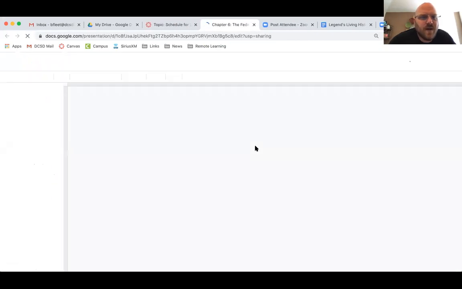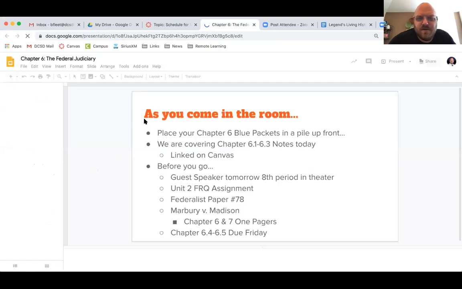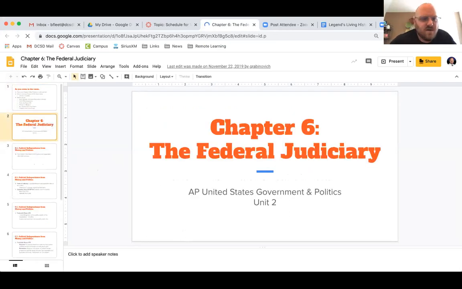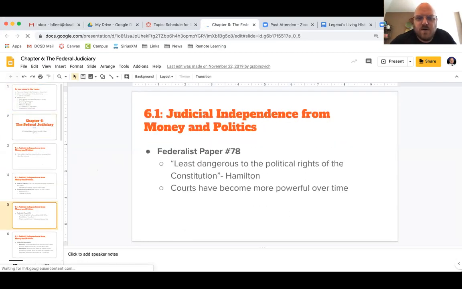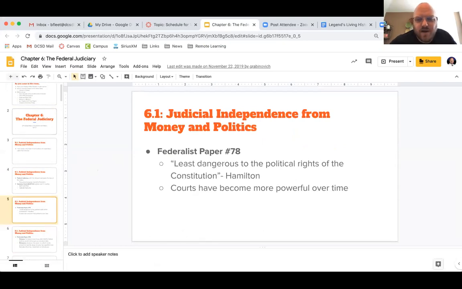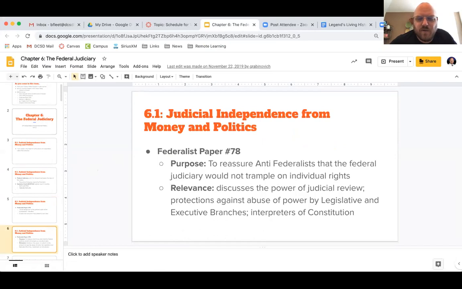These are the notes that we had in class. I just copied and pasted the link, very obviously. It goes through Fed 78, which would be something worth going through again. The purpose was that the judiciary would not trample on individual rights. Why is it relevant? It establishes judicial review.